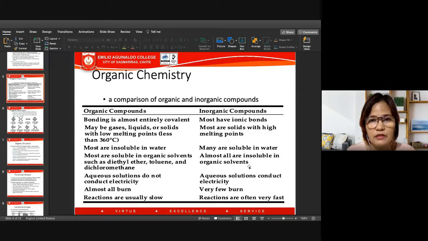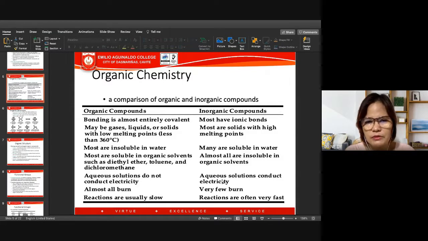As compared to inorganic solvents that water is capable of breaking. And not only that, even the bonds of inorganic compounds. So aqueous solutions conduct electricity. Pero pag nag-experiment kayo sa lab, I don't know if the solutions that we're using inside the lab before were just contaminated, umiilaw naman, konting-konti lang.